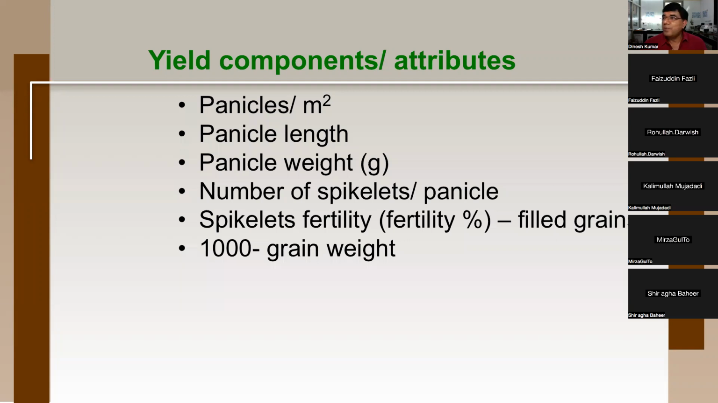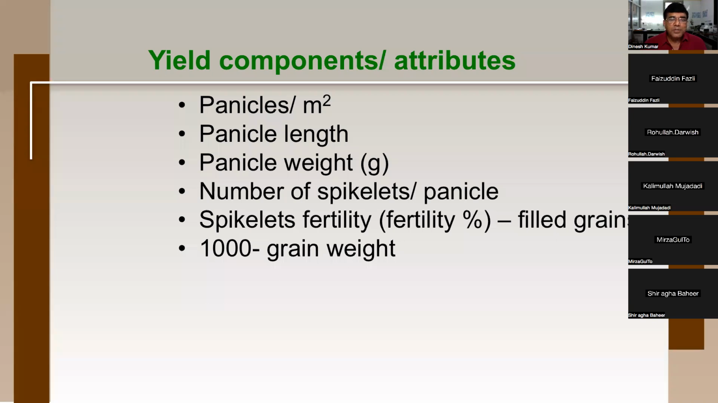If you are given a simple numerical that there are so many spikelets in a panicle and so many spikelets are filled and so many spikelets are unfilled, filled means they have grain and unfilled means they do not have grain, then you can calculate the fertility percentage in the panicle. This is a very simple exercise that each one of you should know. Okay, so this is how you can do it.